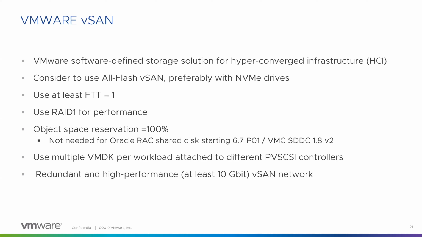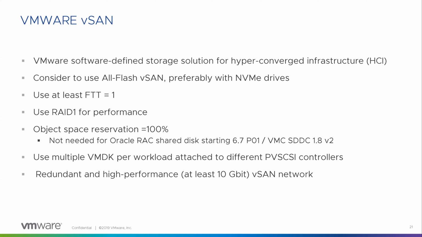It's not anymore, right? So if you are planning to run Oracle RAC on vSAN, starting 6.7 P01, or on VMC, the VMware Cloud on AWS, absolutely, you do not require your shared devices using the multi-writer flag to be eager zeroed thick. You do not require that to be OSR 100%, right?